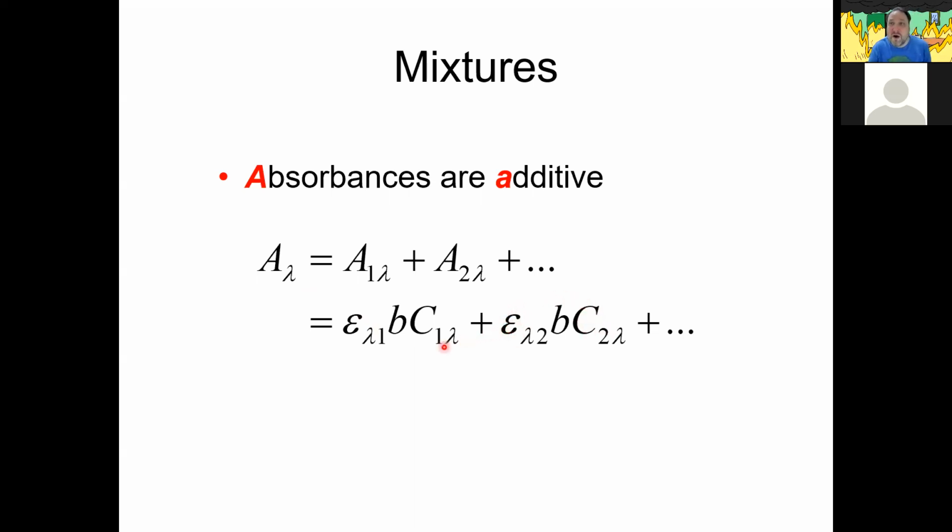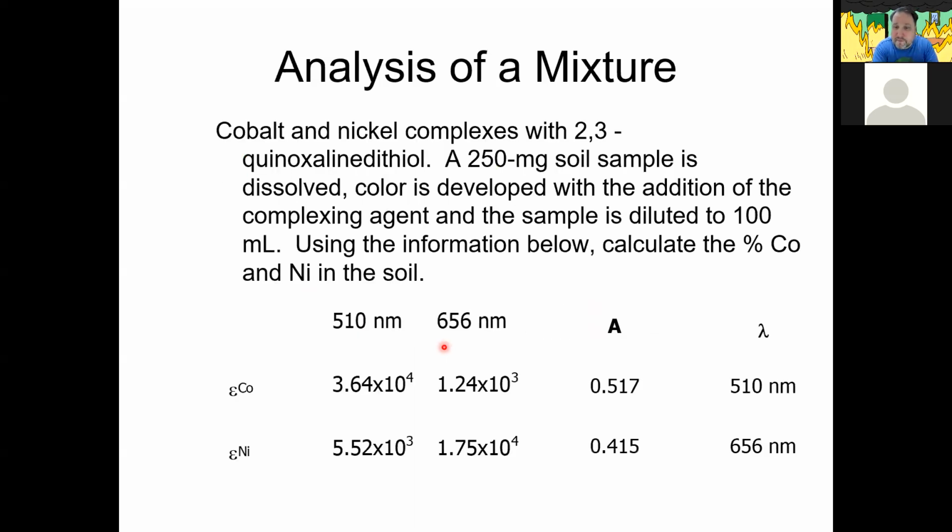So if you take yellow and blue and you mix them together, you end up with green, because both the yellow and the blue are going to absorb. And you're going to have some overlap between them. And I will stop here because this is actually a pretty complicated example to go through. But we'll do analysis of mixtures next time.